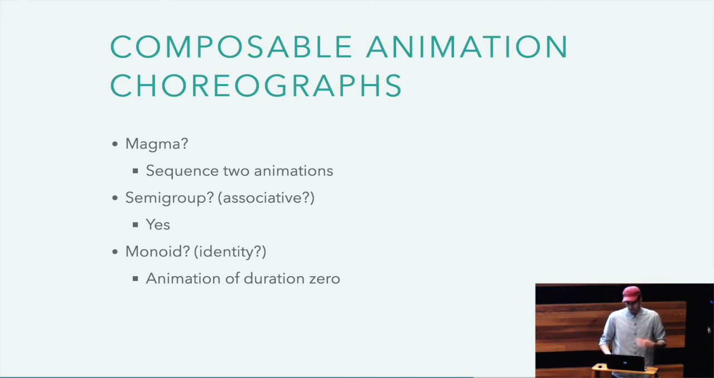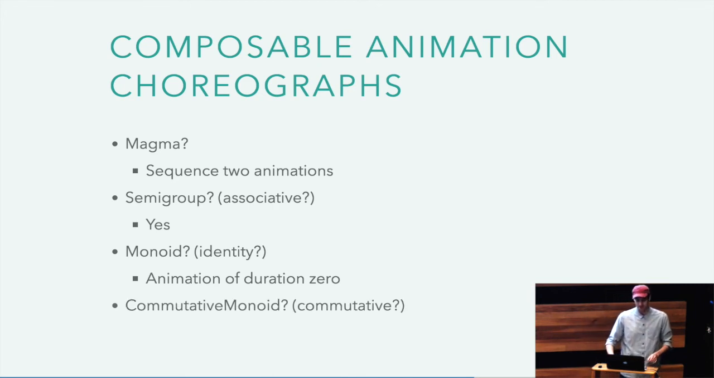And then, is it a commutative monoid, okay? And here, it's not, because if I first move and then fade out, that looks visually different from fading out first and then moving, okay? So this is not true. So it's just a monoid, given the explanation that I talked about, okay?